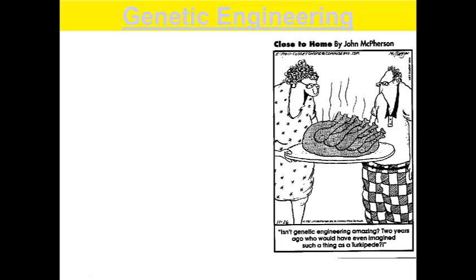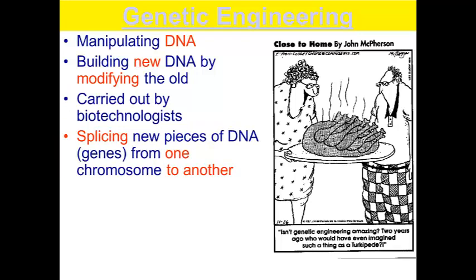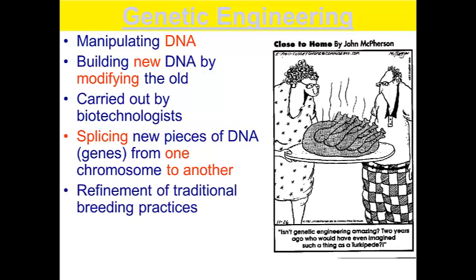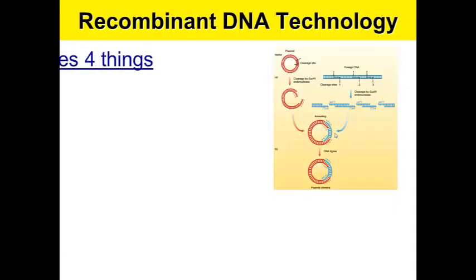Two years ago, who would have imagined such a thing as a turkipede? It's manipulating DNA. It's building new DNA by modifying old DNA. It's carried out by bioscientists or biotechnologists, splicing new pieces of DNA or genes from one chromosome to another. It's a refinement of traditional breeding practices. We've been doing this all along, we're just doing it a little faster. It's also called Recombinant DNA Technology.